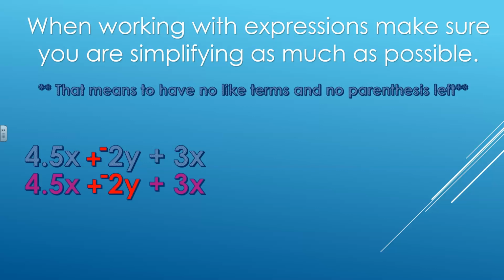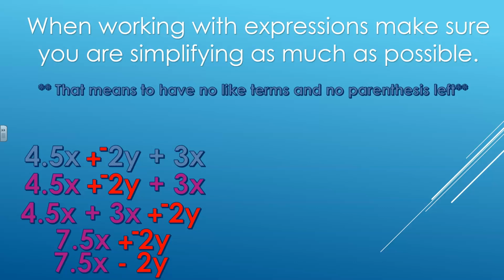So I'm going to find and highlight my similar terms, and then I can shift those around so they're next to each other. So I have 4.5x plus 3x plus negative 2y. I can add those x's together, and I'm going to end up with 7.5x plus a negative 2y. Now remember, when we are adding that negative, that is the same thing as subtracting. So we really could write it as 7.5x minus 2y.